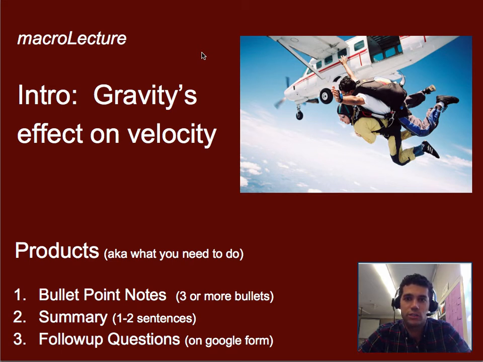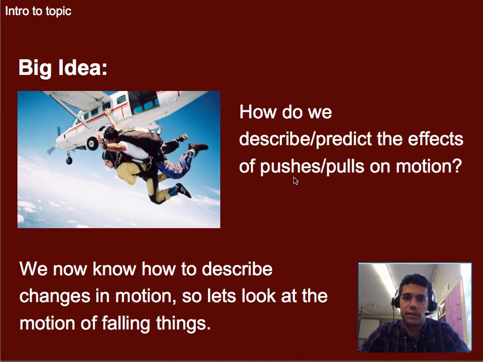This is a macro lecture. It's still short like macro lectures, but this one focuses on the theme of this collection in this unit. As always, you need to be able to take 3 or more bullet points worth of notes, do a 1 to 2 sentence summary, and your follow-up questions on Google Forms. So the focus of this one is gravity's effect on velocity.